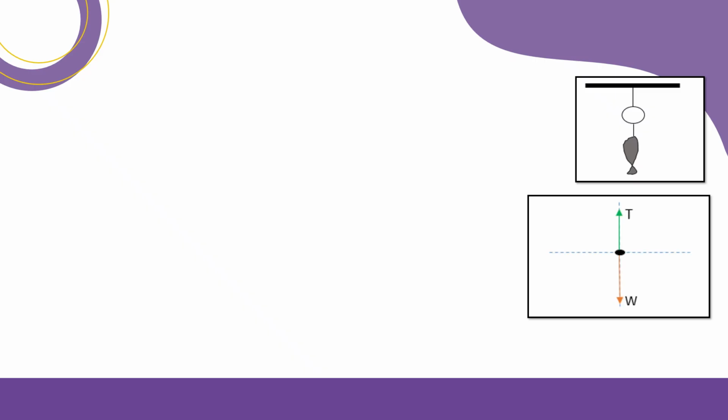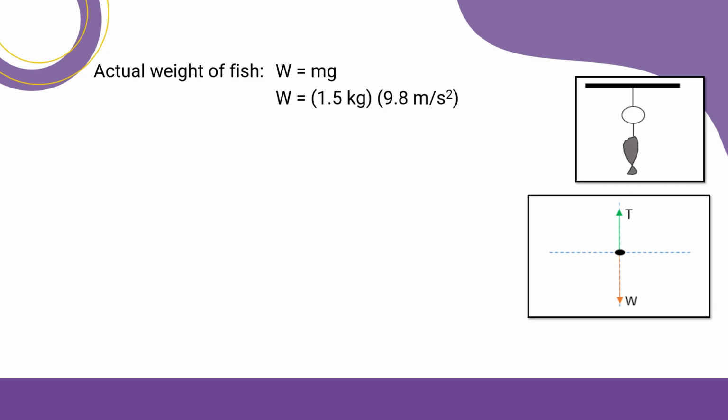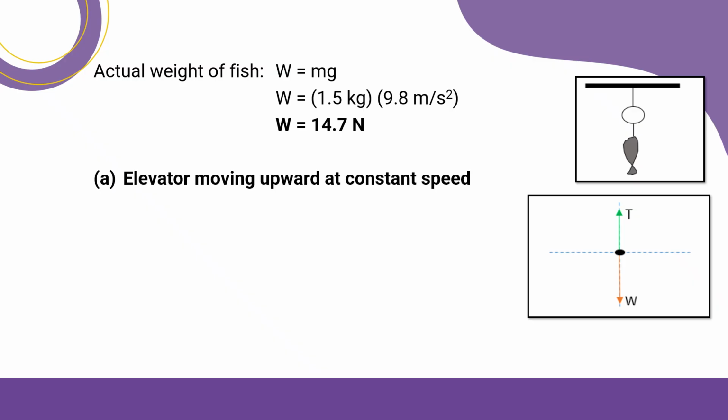So the first thing that we can do is get the actual weight of the fish, which is weight equal to mass multiplied by gravity. So we now have 1.5 kilograms multiplied by 9.8 meters per second squared. So the actual weight of the fish is 14.7 newtons.